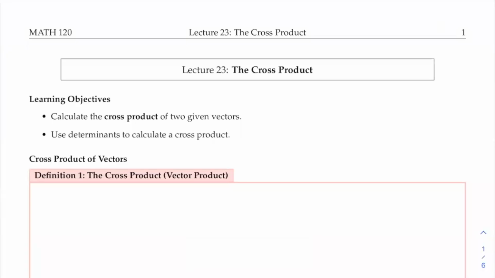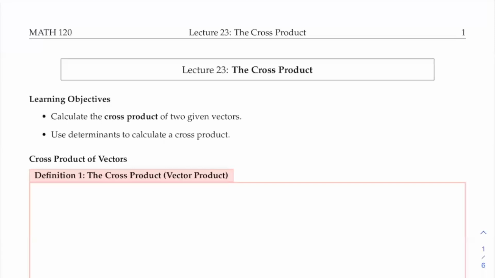So in the last lecture, we worked with the dot product of two vectors. The result of the dot product is a number, or a scalar, therefore it's also called the scalar product. In this lecture, we'll look at a different product called the cross product, and the result of the cross product of two vectors is going to be another vector. Therefore, another name for the cross product is the vector product.